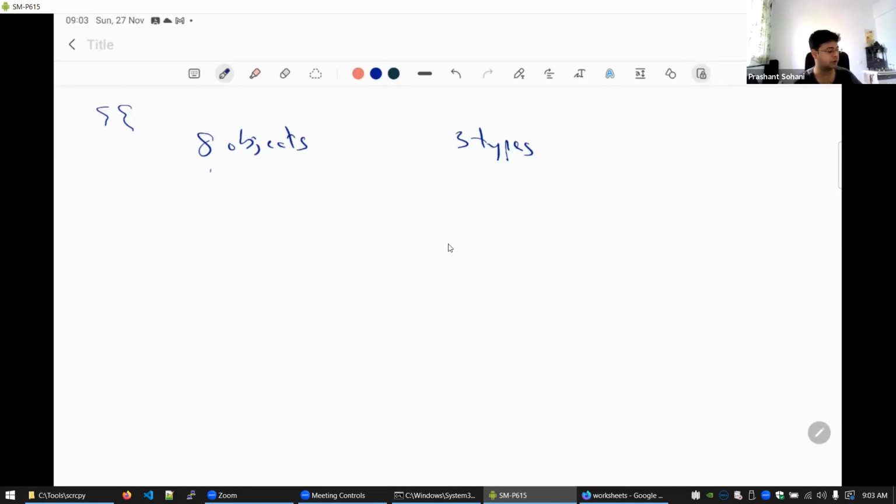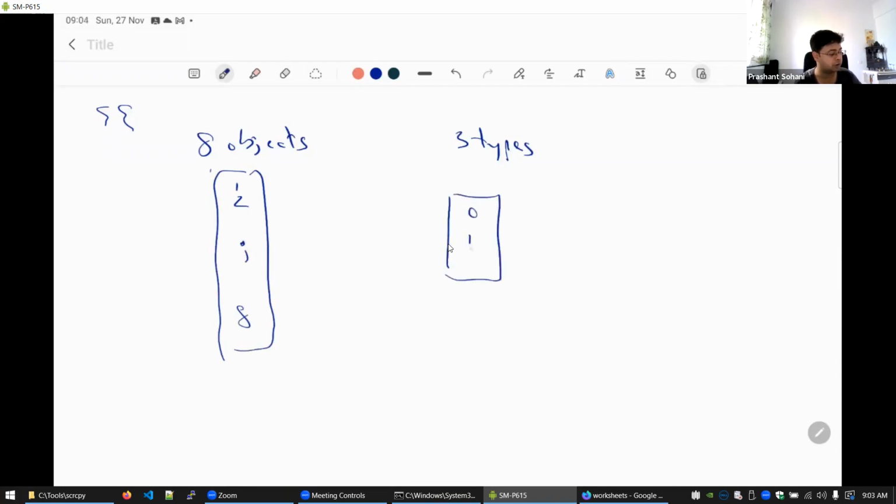So if you think about it, you can represent this as a function, right? Because you can have the first set of 8 objects, 1, 2, 3, 4, 5, 6, 7, 8, and each object will get assigned some particular type. So if I represent the types as, let's say, type 0, 1, and 2, then each object can be assigned a particular type.